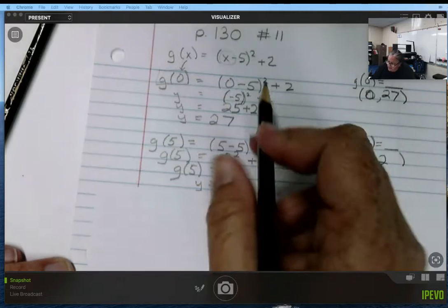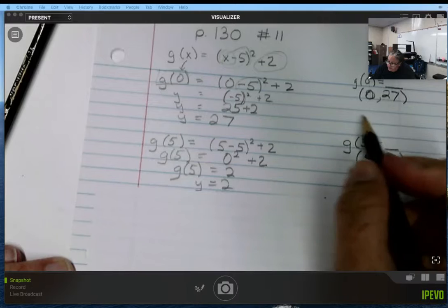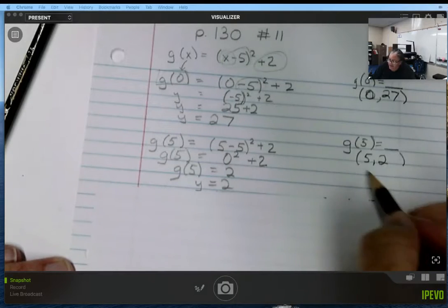Hey, no surprise. Guess what? That's the vertex. Look, in vertex form, don't you have a vertex of 5, comma 2? Haha, we didn't even have to do all that work.